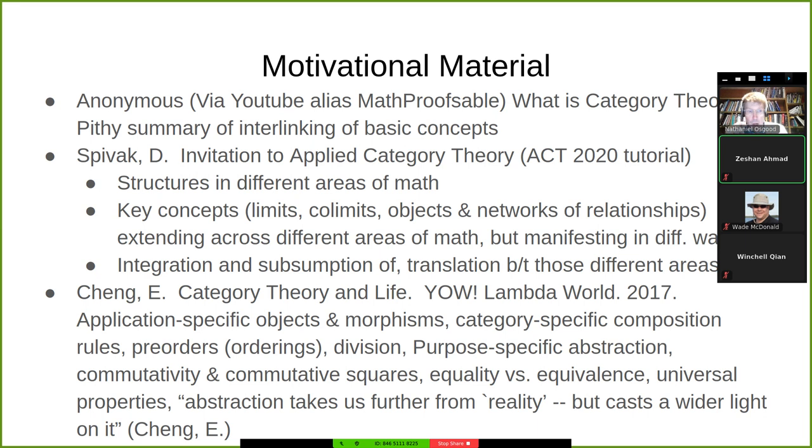draw people to it. Now, I actually recommended two talks by Eugenia Cheng. Both confusingly share the same name, Category Theory and Life. Eugenia has a very good way of communicating category theoretic concepts that weave their way into our daily lives. And the one I've listed here is the earlier of those two.